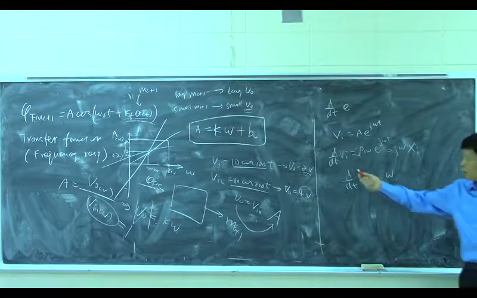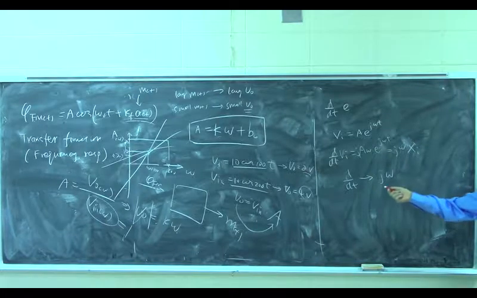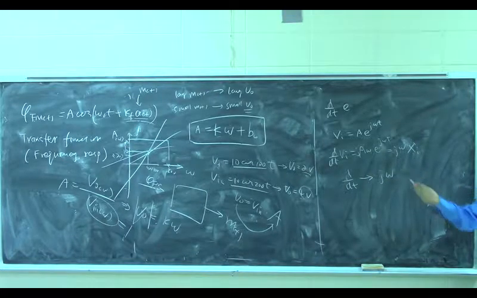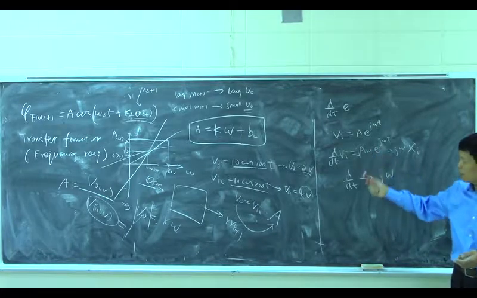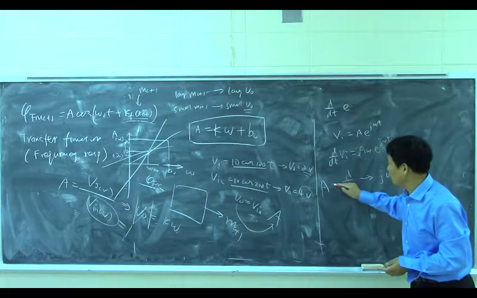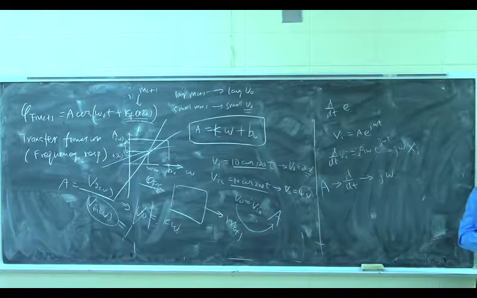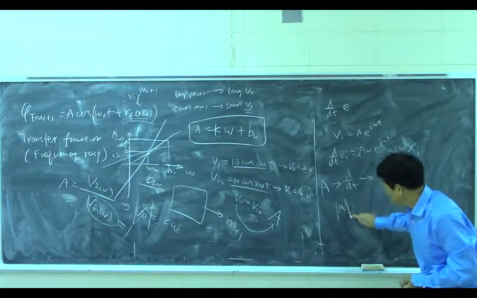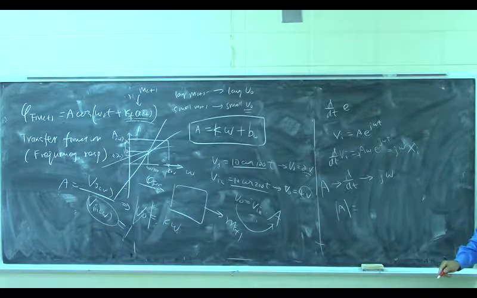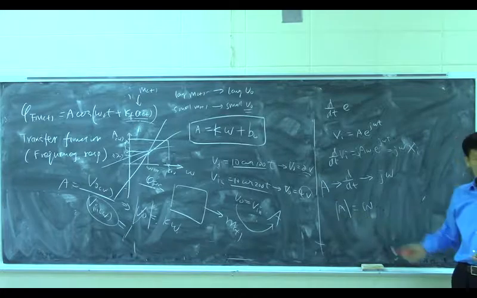So when you differentiate a signal in the time domain, in the frequency domain it looks like you just multiply by j omega. So this is the output, this is the input, so this is the transfer function. It is just differentiation, and this is equal to j omega. So what is the amplitude? This is omega. This is the frequency response, the amplitude response equals omega.